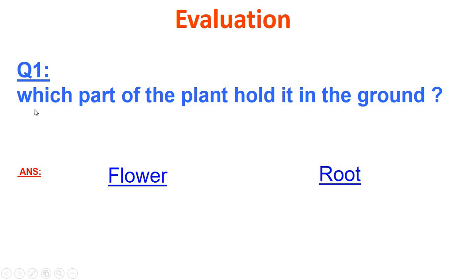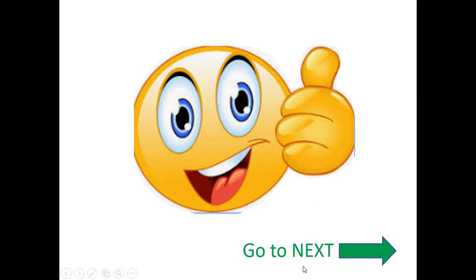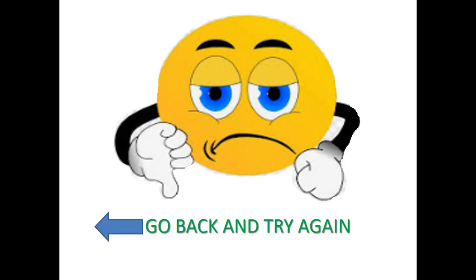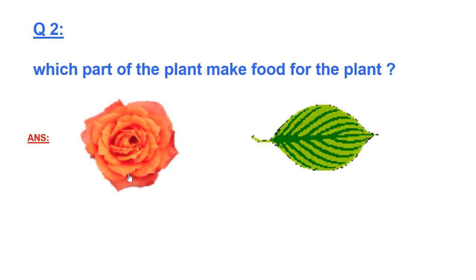Okay, for example, here, which part of the plant holds it in the ground? If it is root, so when I click the root, oh, see, that means the right answer. So I will go to question number 2. If I say which part of the plant makes the food for the plant, and I click wrong, what happens? I have to go back and try again. So I will go to the same question, and then I will click the right answer, maybe this one.